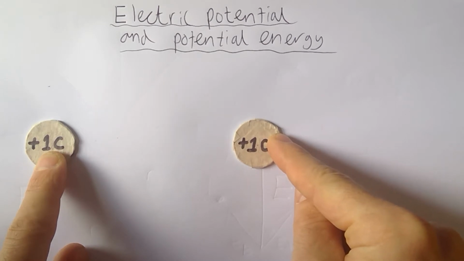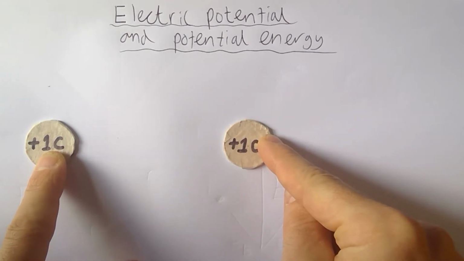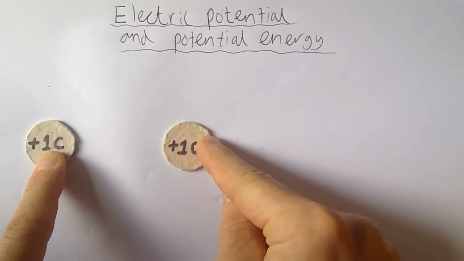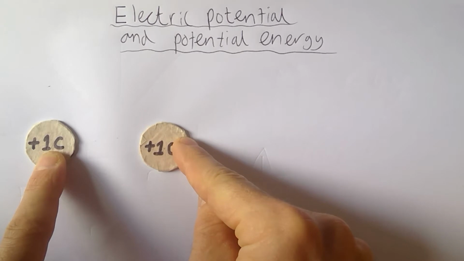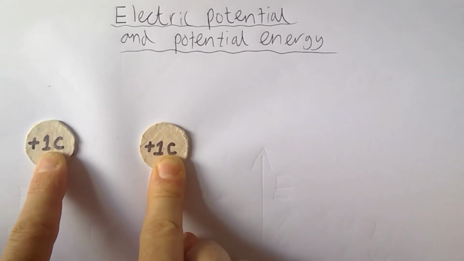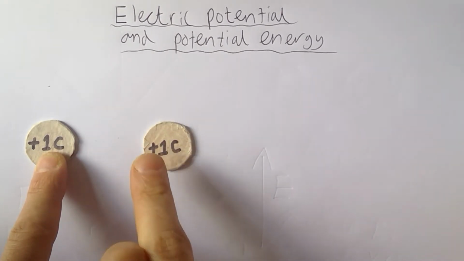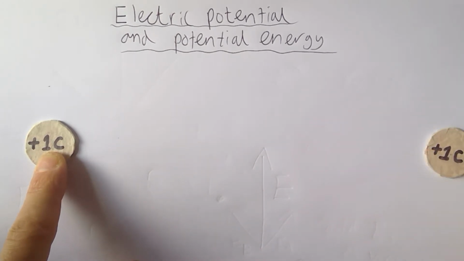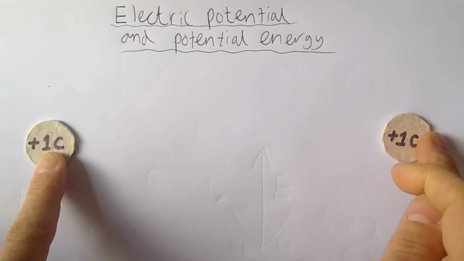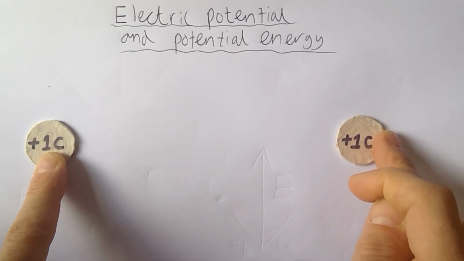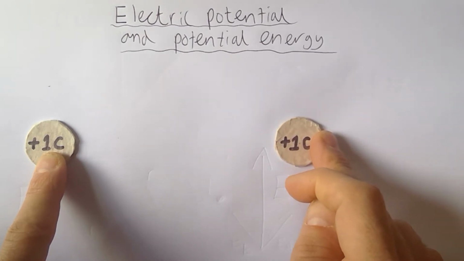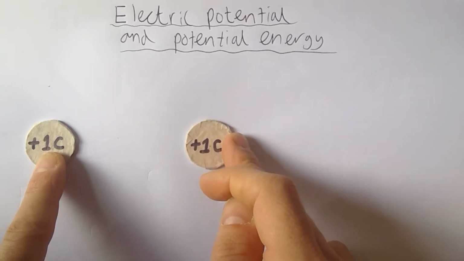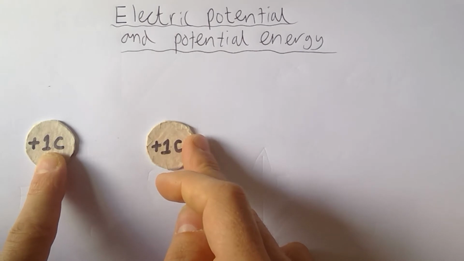So as I move this charge to the left, I am of course doing work. I'm applying a force over a distance. Now, if I was to let go, this would start to move away and it would gain kinetic energy. So clearly, as I do work moving this charge closer, I'm converting the work I do into potential energy stored within the system.